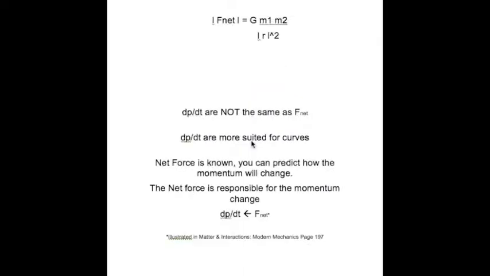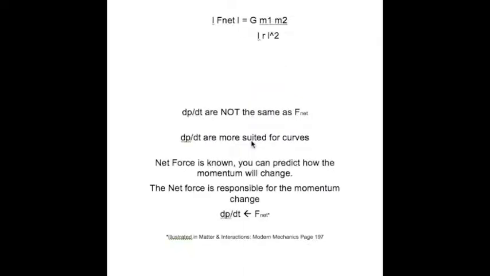Our course so far has been based around Newton's second law, in its simplest form, force equals mass times acceleration. But recently we've been using the more complex form, p final equals p initial plus F net over the mass times delta t. As you know, dp/dt and F net are not the same.